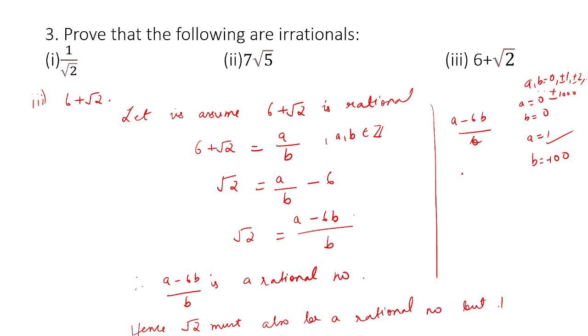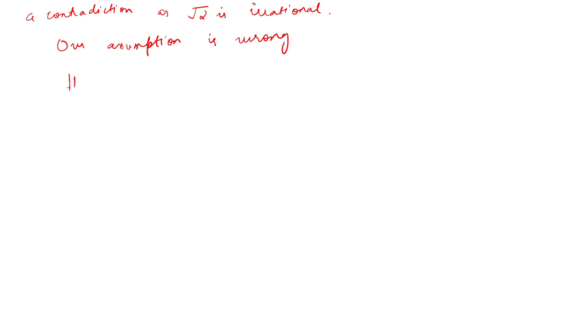But you can write this is not possible, or this is a contradiction, or anything you want. You can form the sentence that you want, but this is a contradiction as root 2 is irrational. Therefore, our assumption is wrong. Hence, 6 plus root 2 is irrational. Our assumption is wrong, so we have shown that 6 plus root 2 is irrational. You can always add hence proved.